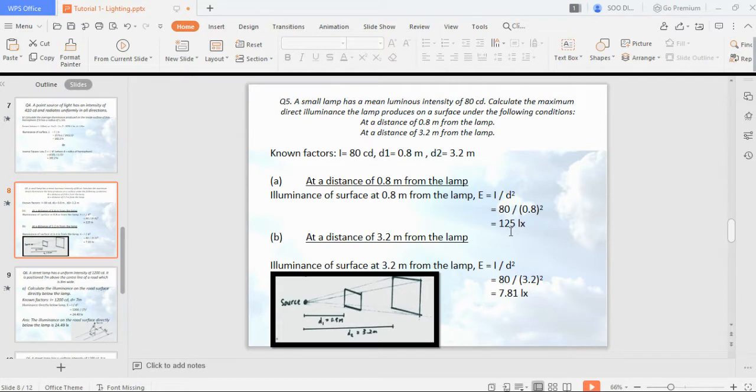The further the lamp, or the table, is from the source, the less lux you'll be able to obtain at the surface. So at 0.8, you have 125 lux, and then at 3.2, you get 7.81 lux.